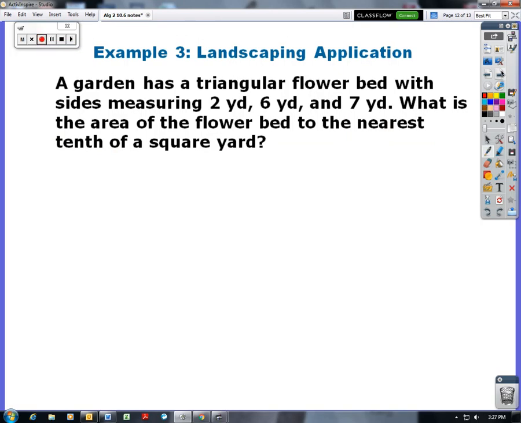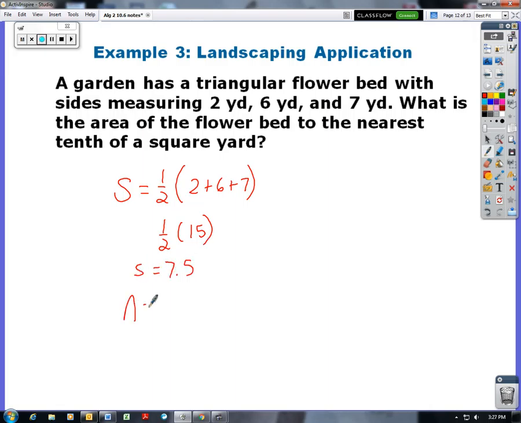We have a garden with a triangular flower bed, and we have those three sides, 2, 6, and 7. What is the area of the flower bed? Okay, so using Heron's formula, we're going to find S, which is 1/2 of the sum of those. So 8 plus 7 is 15. 1/2 of 15 is 7.5, so that's our S.